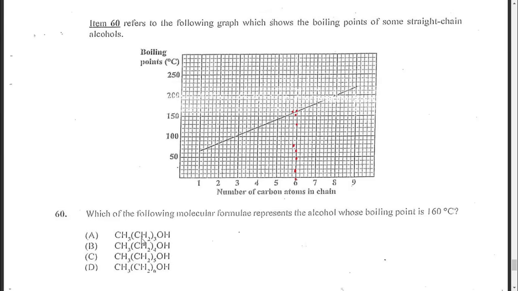Let's find that. A has 4 carbon atoms. B has 5 carbon atoms. C has 6 carbon atoms. D has 7 carbon atoms. So we are looking for D. Sorry, we are looking for C. So C is the answer.